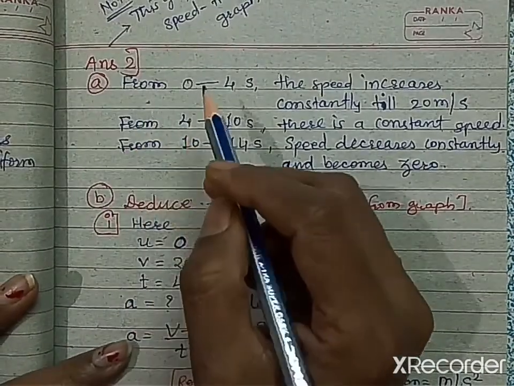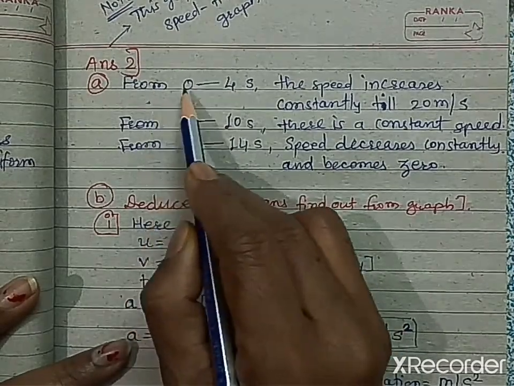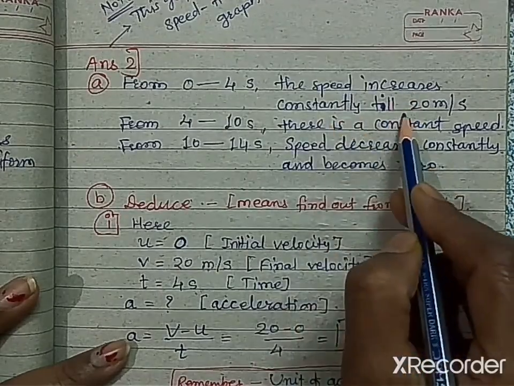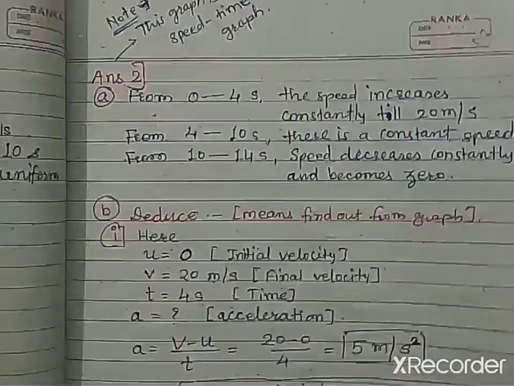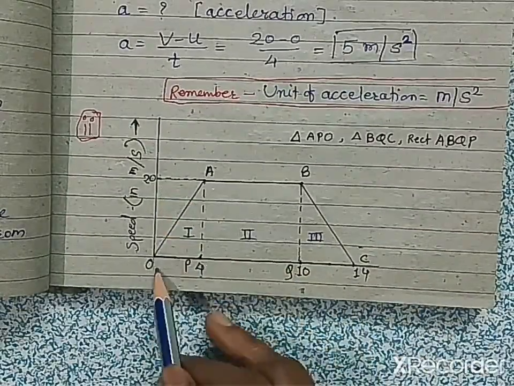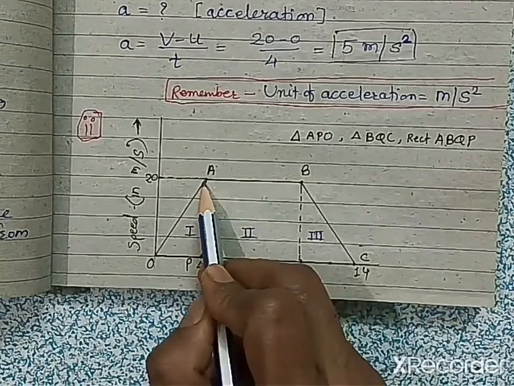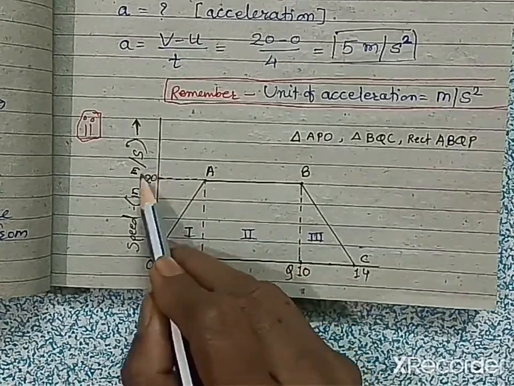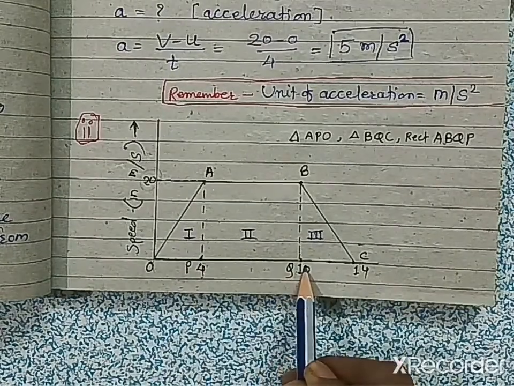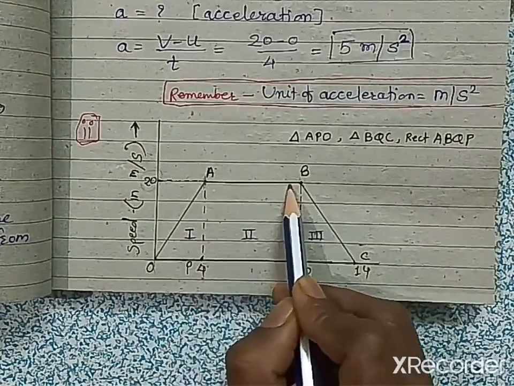First we have to explain the motion of the car. From 0 to 4 seconds, the speed increases constantly till 20 meters per second. You can look at the diagram again here. So from 0 to 4 seconds, the speed increases constantly till 20 meters per second. Then for 4 to 10 seconds, there is a constant speed. This speed is constant from A to B. It is not changing.